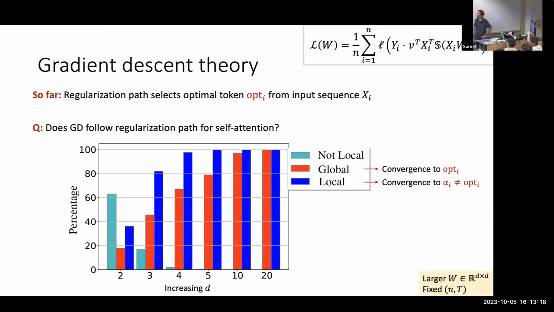So for instance, why can this happen, right? If D is very small, again, why? Because the problem might not be feasible. And if the problem is not feasible, then how can it select the optimal token, right? Because there is maybe too much data and very small degrees of freedom.